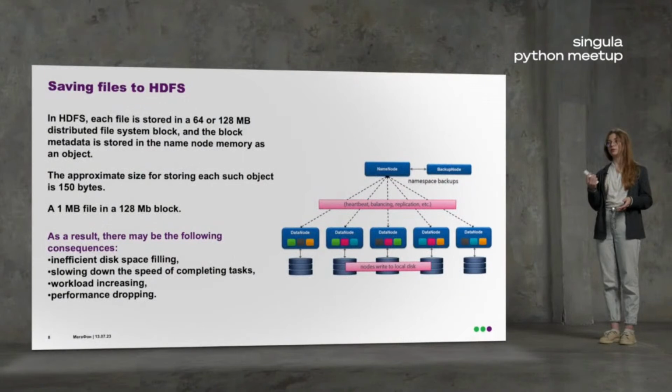That is, a file with a size of 1 megabyte is stored with a block size of 128 megabytes. Two files with a size of 1 megabyte will be stored in 2 blocks and take up 2 times more space in the namespace, although they could fit in 1 block. Many small files will take up a lot of space on the name node. As a result, there may be the following consequences: inefficient disk space filling, slowing down the speed of completing tasks, workload increasing, performance dropping.